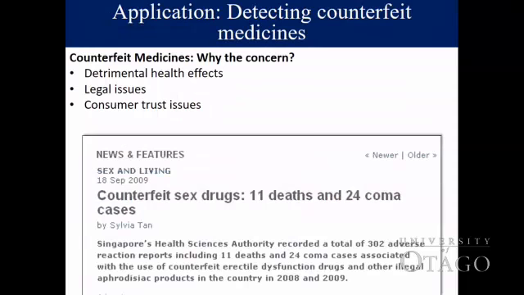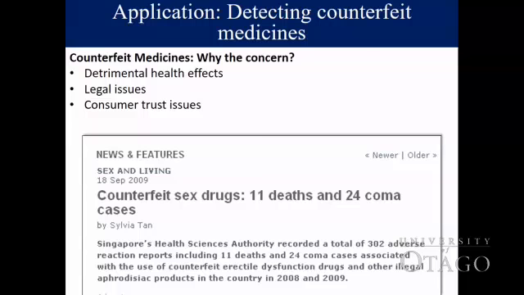So the first application is counterfeit medicines. Besides detrimental health effects, legal issues and consumer trust issues, there are three main problems we get in counterfeit medicines. It can have too much of the active ingredient of interest. It could have too little of the active ingredient, which means that you don't get treated, or you could develop drug resistance. Or it could have completely the wrong active ingredient present.